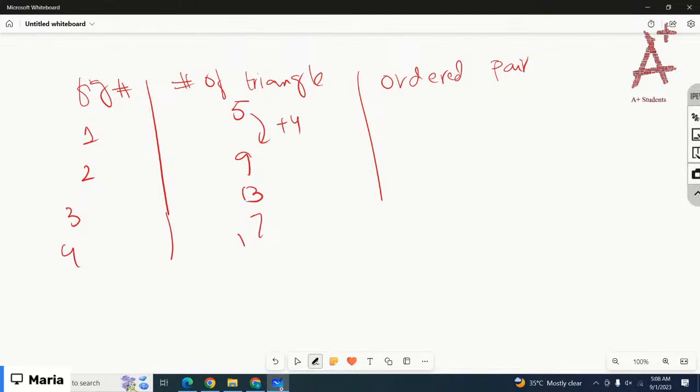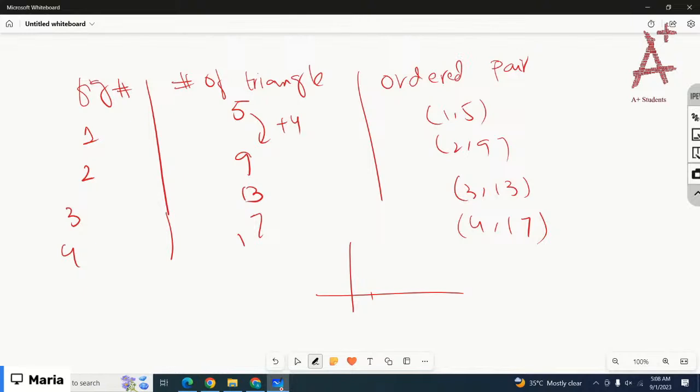So the ordered pairs they make are 1, 5; 2, 9; 3, 13; and 4, 17. Just plot the ordered pairs on the graph, right? I'm going to take one block for 5: 5, 10, 15, 20. 1 and 5, 2 and 9, 3 and 13, and 4 and 17. Just join these points and make a straight line, right?